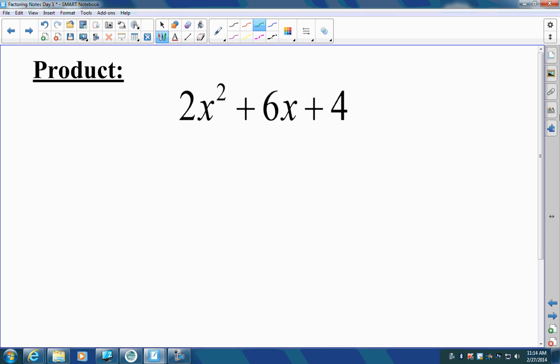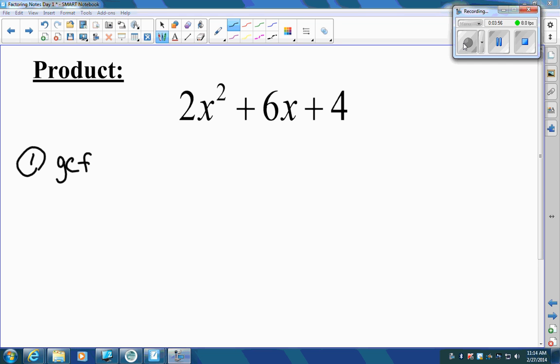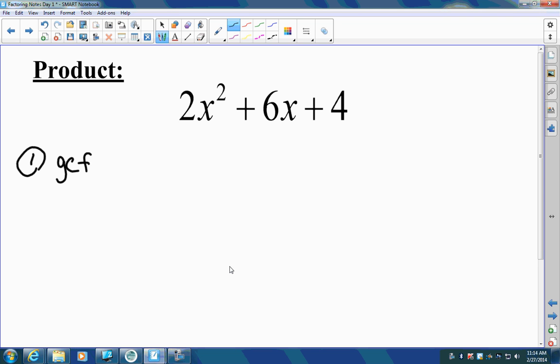Ready? Step 1. So everybody, let's write this down. Step 1, I want you to pull out the GCF. What's the GCF? What goes into all of them? A 2 does. So the GCF is 2, and I need to write what's left. So that means divide each term by 2. 2 divided by 2 is 1, so I just get x squared. 6 divided by 2 is 3, so that's 3x. 4 divided by 2 is 2.